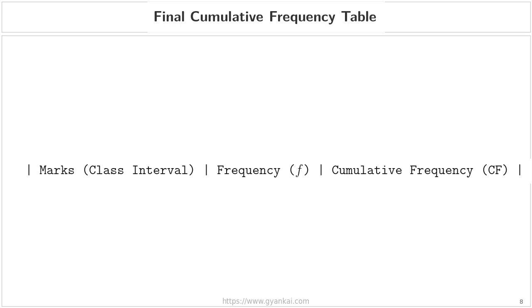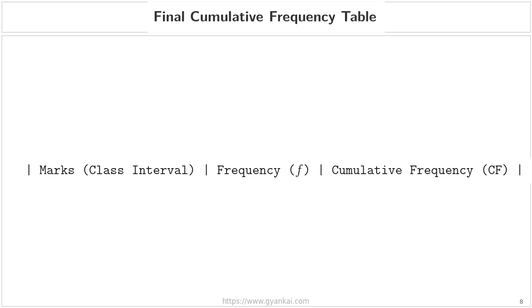Final cumulative frequency table. Now let's bring everything together. After following those step-by-step calculations we just walked through, we can present our results in this final, completed cumulative frequency table. Take a look at the columns. On the far left, we have our marks, organized into their class intervals. In the middle column, we have the frequency, which we'll call lowercase f, representing the number of students in each specific group. And finally, on the right, we have our cumulative frequency, which we'll call capital F, representing our running total.